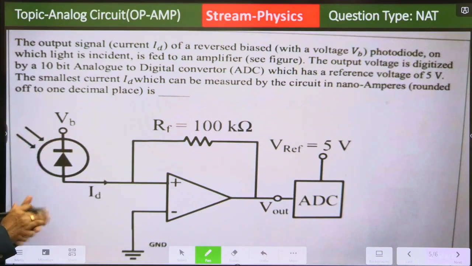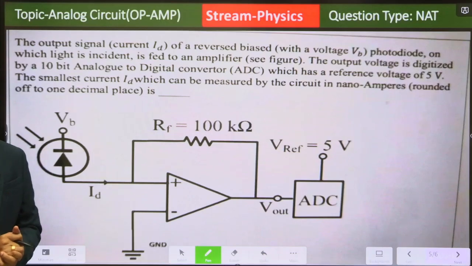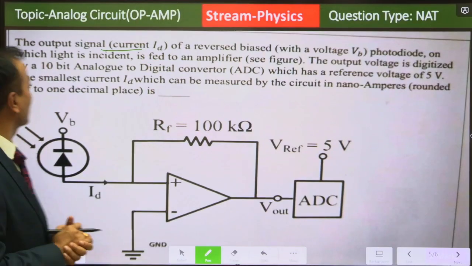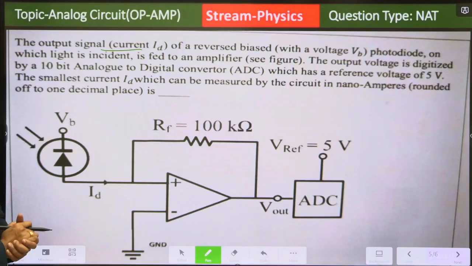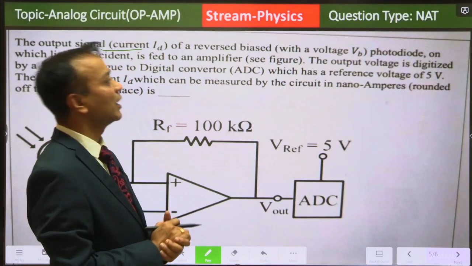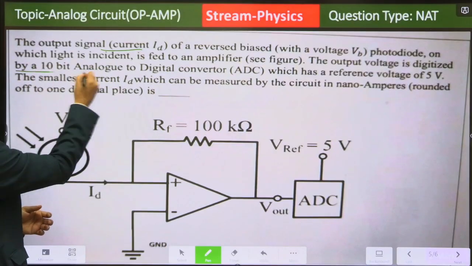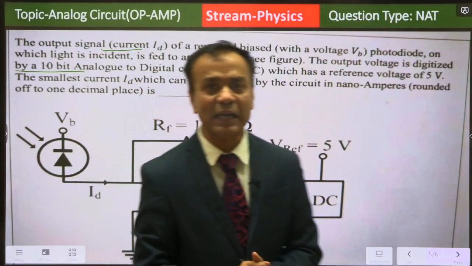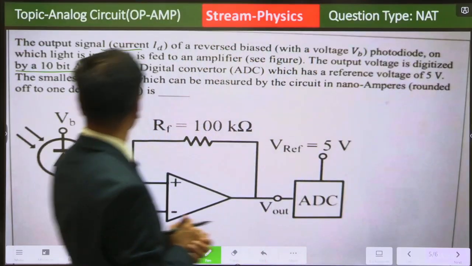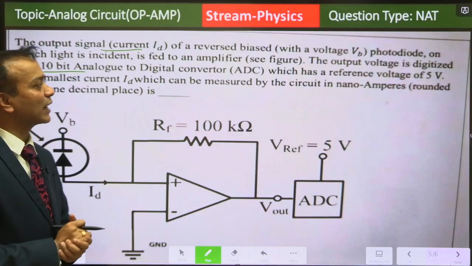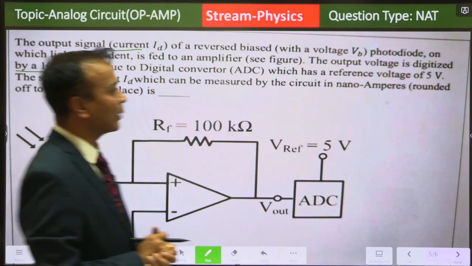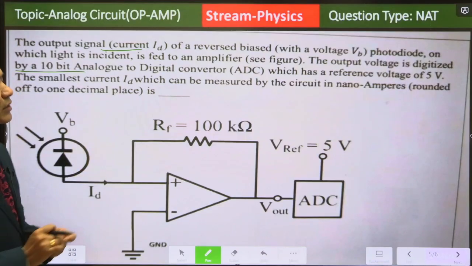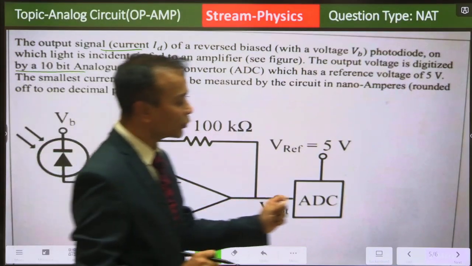The question says the output signal, a current I_D of a reverse-biased photodiode on which light is incident, is fed to an amplifier. See the figure. The output voltage is digitized by a 10-bit analog to digital converter, called ADC for short, which has a reference voltage of 5 volts. The smallest current I_D which can be measured by the circuit, in nanoamperes, rounded off to 1 decimal place, is the fill-in-the-blank. This is a numerical answer type question for 2 marks.